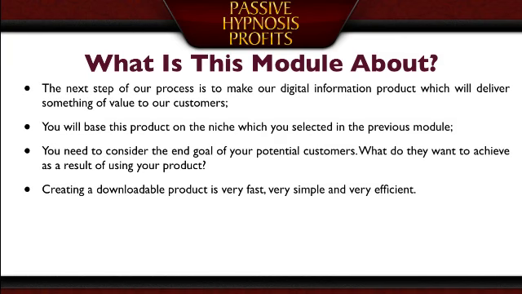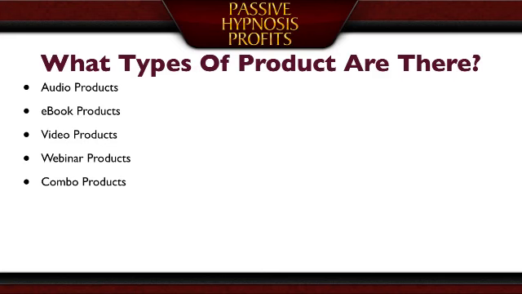So we're going to talk about making a product. The first thing we really need to talk about is what kind of products there are. Again, we're talking about downloadable products, information products, if you like, which will help your end user, your customer, to achieve whatever their desired outcome is. And these are the main products that we work with in our business.